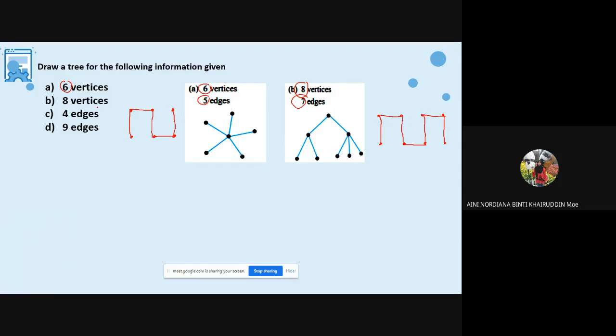Untuk C, dia nak 4 edges. So dari sini you kena tahu vertex berapa you nak lukis. So kalau 4 edges, vertex dia mesti berapa?